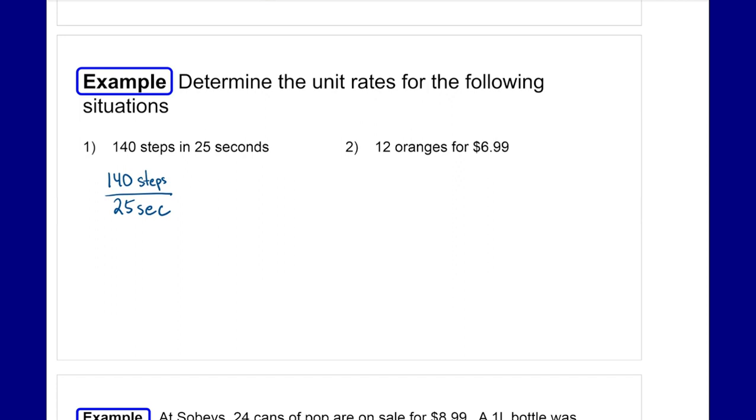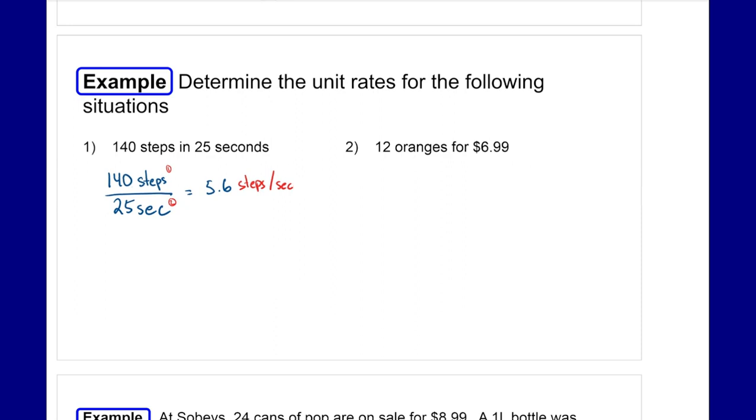We've set up what we call a proportion or a ratio. Every 25 seconds, it's 140 steps, and we want to figure out what it is per 1 second. So we can divide 140 by 25, and we get roughly 5.6, and our units are going to be the first unit per the second unit. So steps per second.